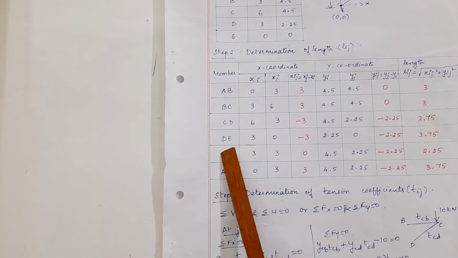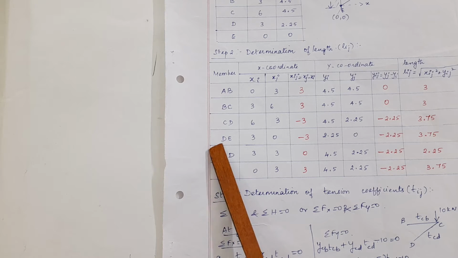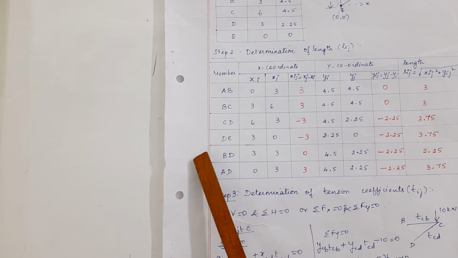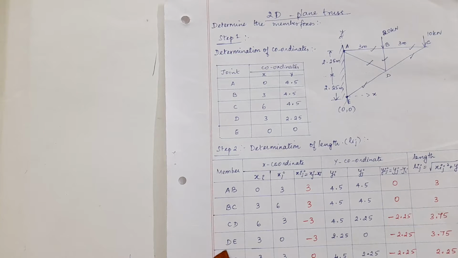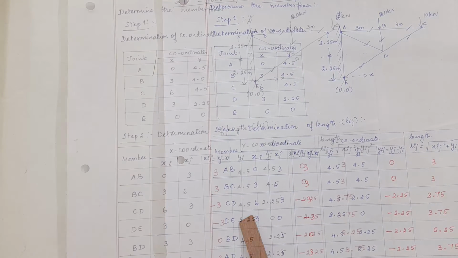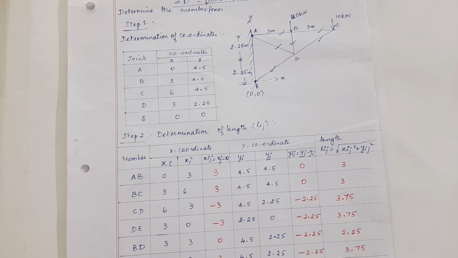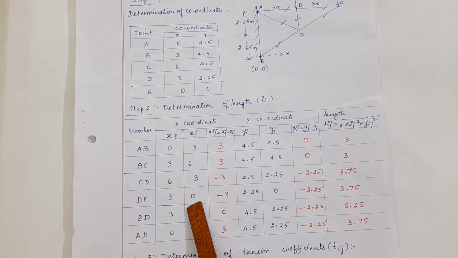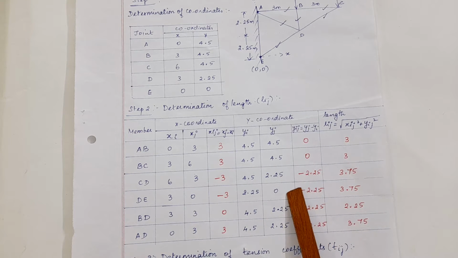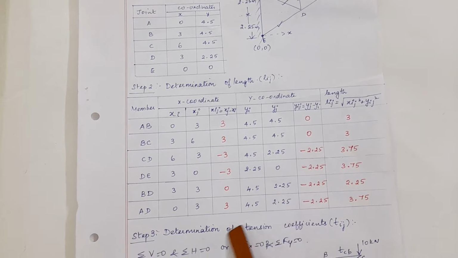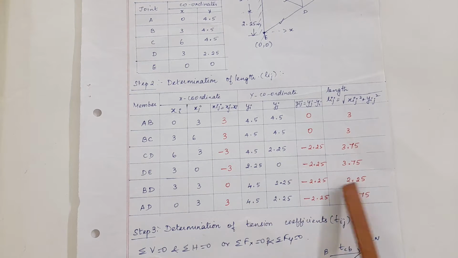Let me take DE. D is my near end, E is my far end. For near end, the coordinates will be xi comma yi. The coordinates of my far end is xj comma yj. Like this, we fill in this tabulation for all xi, yi, xj, yj. Whichever pattern you have considered in each member, my first term will be my near end, my second node will be the far end. If you have taken ED, the coordinates of E will be xi, yi. Coordinates of D will be xj, yj. Correspondingly, fill in this tabulation.